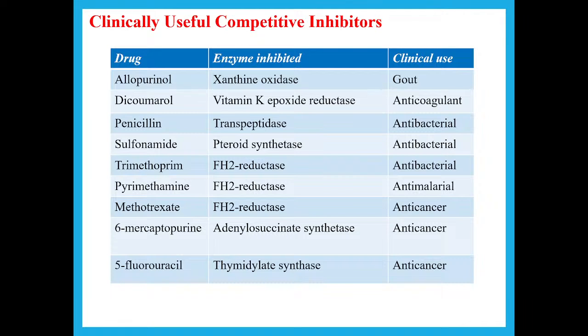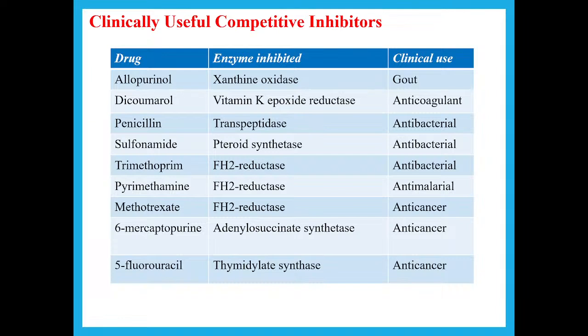You should note this down in tabular form, it is easy for you to remember. We have the drug, the enzyme inhibited, and the clinical use. Allopurinol is the drug, the enzyme inhibited is xanthine oxidase, and the clinical use is gout.